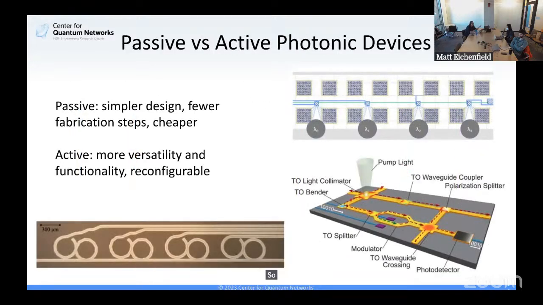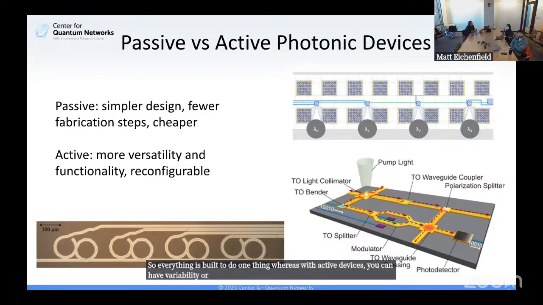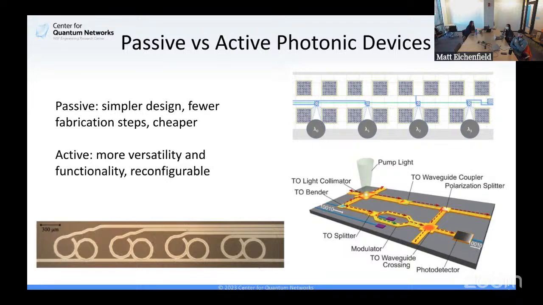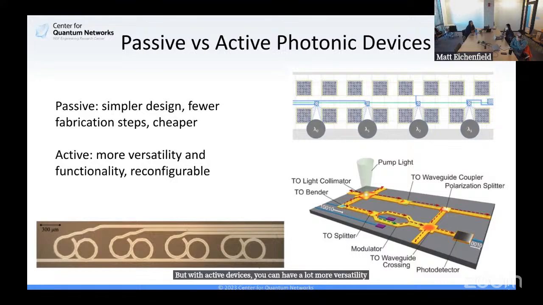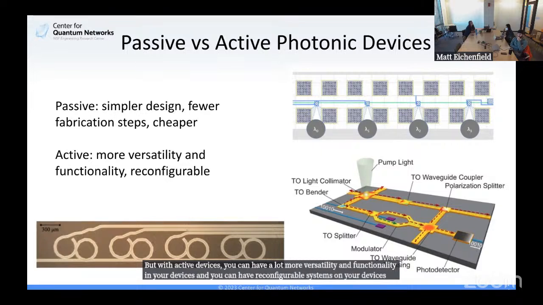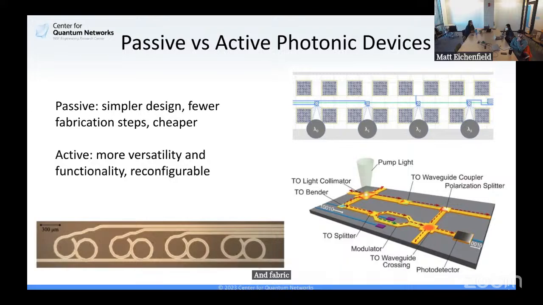So when we're talking about fabricating devices, and about active versus passive, passive is where there's essentially no electro-optics in there. Everything is built to do one thing, whereas with active devices, you can have variability, or you can change the function. Passive devices are usually much simpler to design. There are fewer fabrication steps, and they tend to be a bit cheaper. But with active devices, you can have a lot more versatility and functionality, and you can have reconfigurable systems on your devices, but they are more difficult to design and fabricate. So there are trade-offs depending on what you want to do, on which ones you actually want to use in your setup.